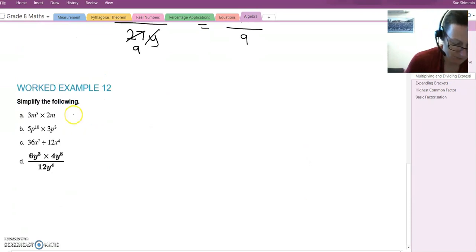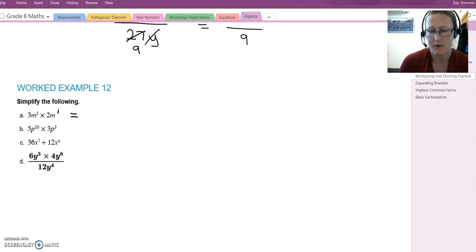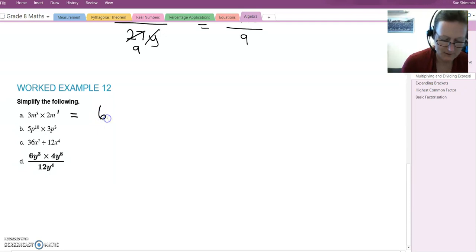Okay, 4 more. 6m cubed times 2m. Hopefully you remember if we put a 1 there, so 2m to the power of 1. Multiplication, so it doesn't matter that they're not like terms. Let's multiply our big numbers. 3 times 2 is 6. Now we've got m to the power of 3 times m to the power of 1. This brings our indices topics into play. When we multiply them, because they're both m's, you add the index numbers. So we get the answer 6m to the power of 4.